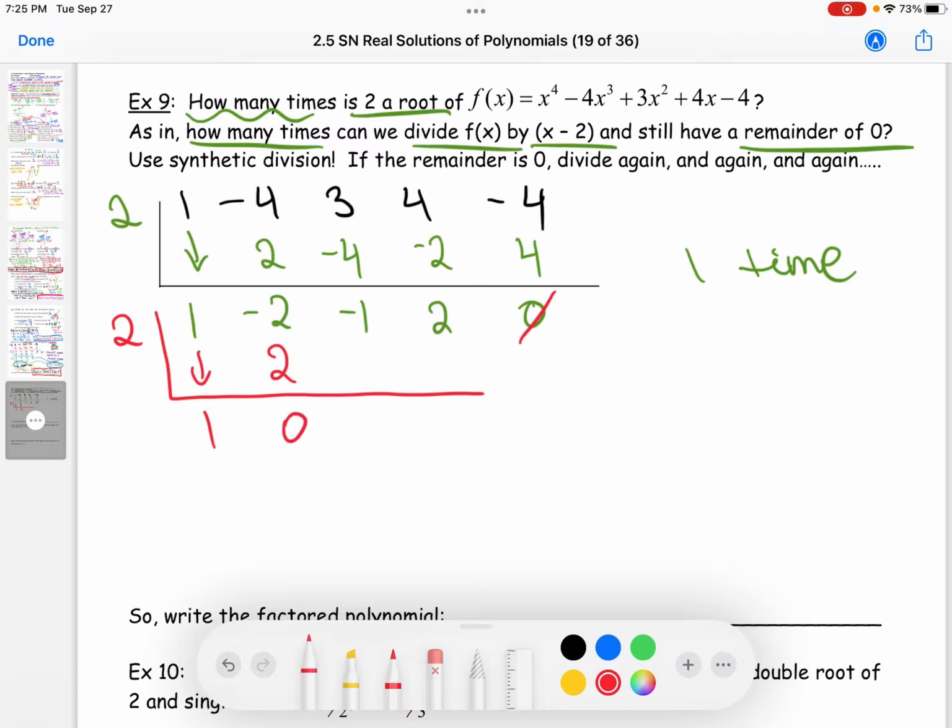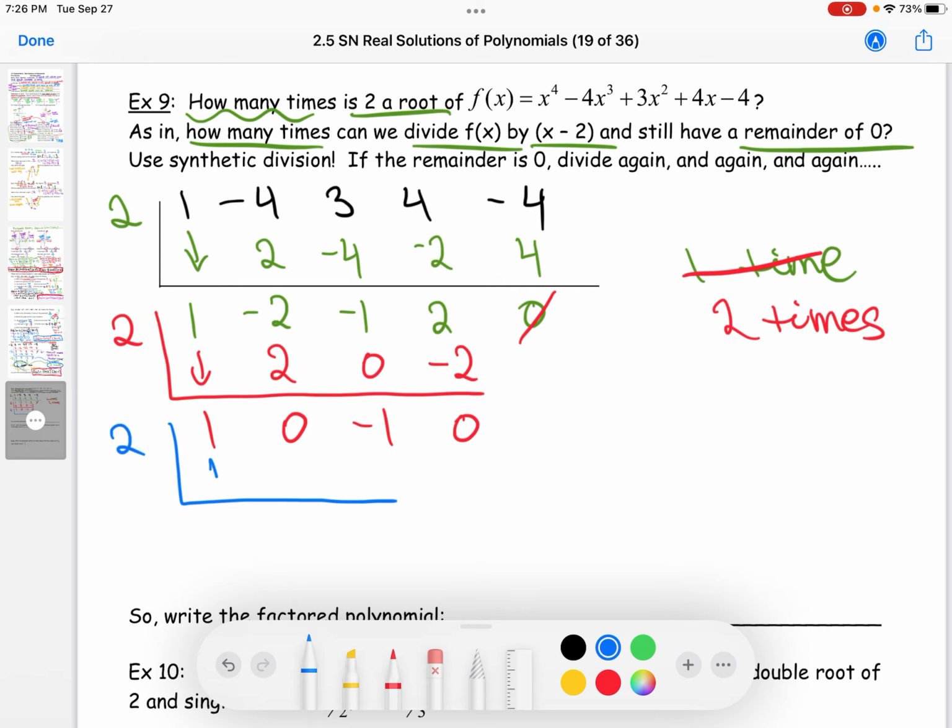Do it again. Bring down that first 1. Multiply 2. Add 0. Multiply, we get 0. Add, we get negative 1. Multiply, that's negative 2. We get another remainder of 0. So now this is 2 times, and we have a double root. So we'll do this again. Put 2 on the outside. Bring down, we get a 1. Multiply, we get 2. Add, we get 2. Multiply, we get 4. Add, we get 3.